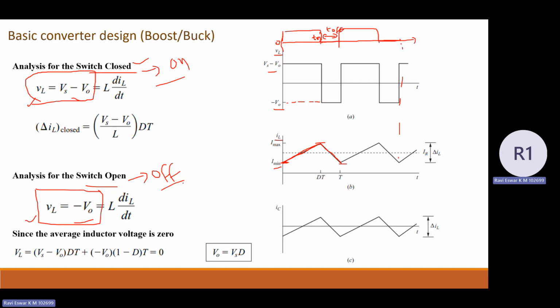So now our main goal is to find the output voltage. Here, one relation we are going to follow to derive the output voltage is that the average voltage across the inductor is zero in a complete time period. So why is this valid?